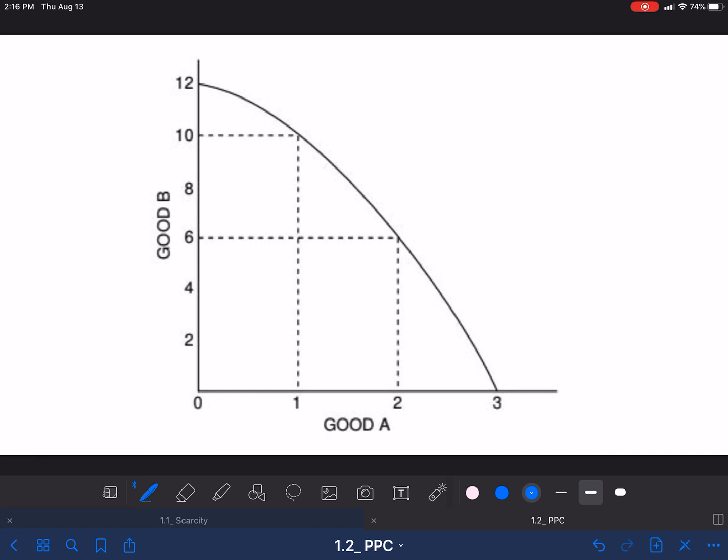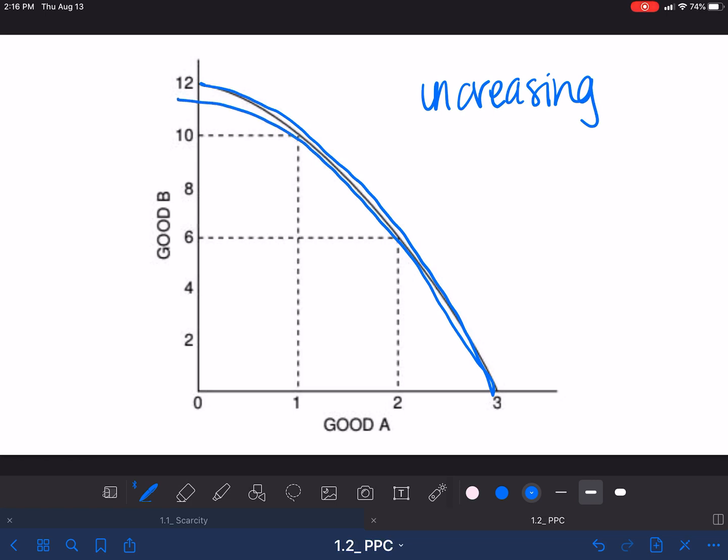So let's look at this PPC example here. So just a quick look, is this going to be a constant or an increasing opportunity cost PPC? It's going to be an increasing. And why is it an increasing cost? Well, because of the bowed out PPC. We have a real curve here.